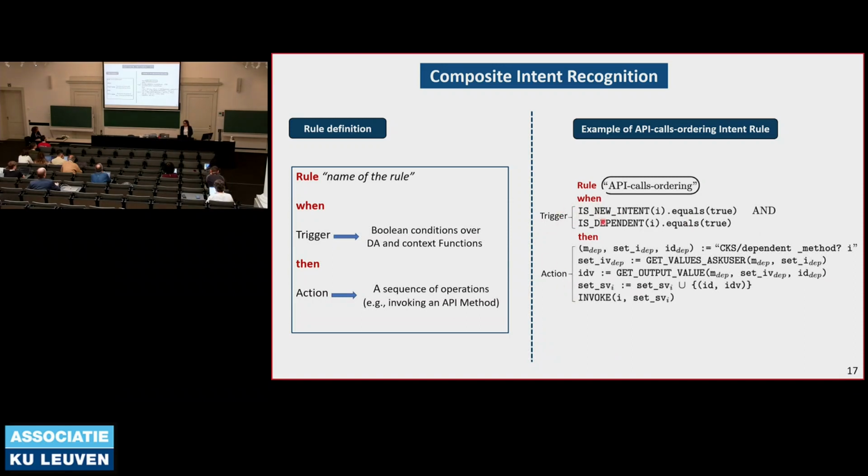The trigger has two Boolean conditions. The first one is new intent. This one checks if the expressed intent is a new intent. And the second one checks if the method that realizes this intent depends on another one. If it is the case, we get this dependent method, we get the inputs of this dependent method, then we get the value of the ID of this dependent method, and we use it in the current one to fulfill the user intent.